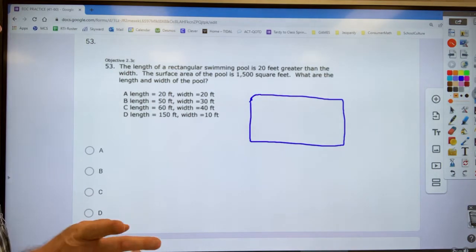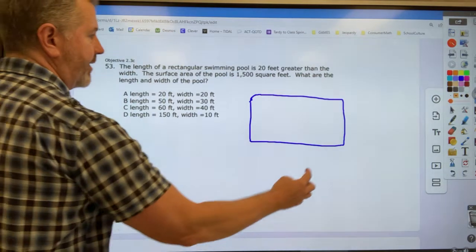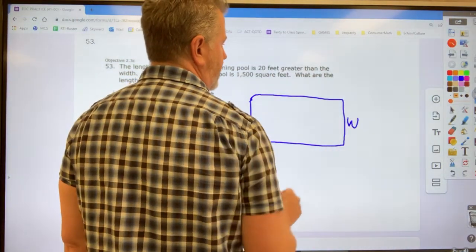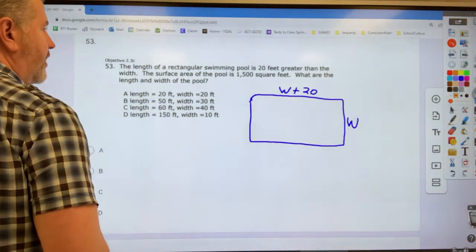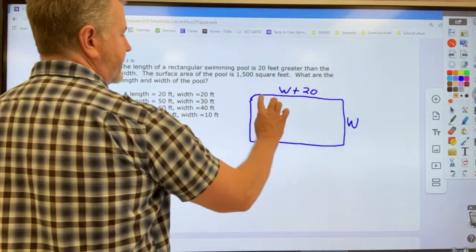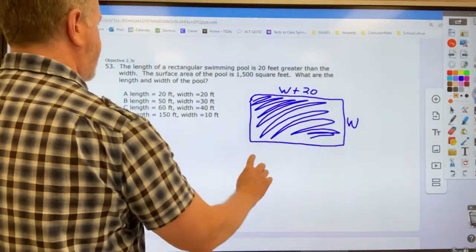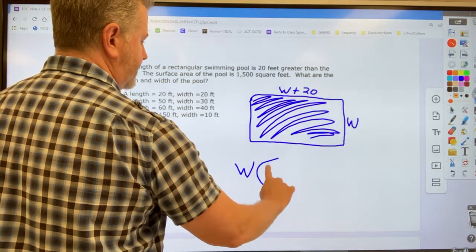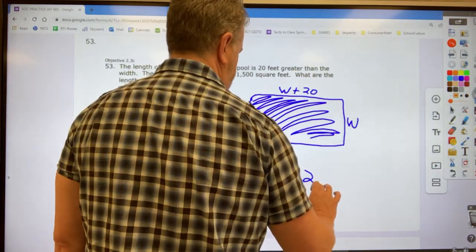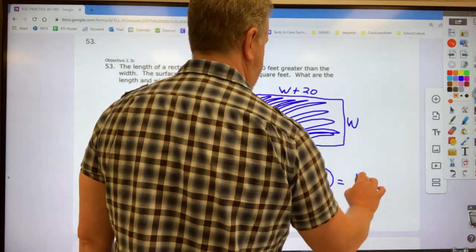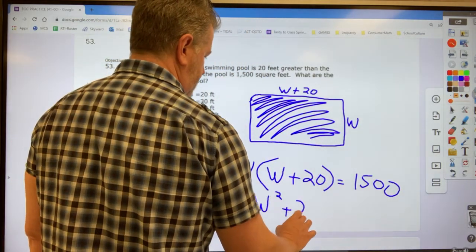This is a swimming pool. We're getting into swimming season soon, another month or two. Length of a rectangular swimming pool is 20 feet greater than the width. I'm immediately labeling the width W, and I'm labeling the length W plus 20, 20 feet greater than the width. Surface area is area, which is length times width. So what are the length and width of the pool? So W times W plus 20 equals 1,500. We're going to go ahead and distribute.